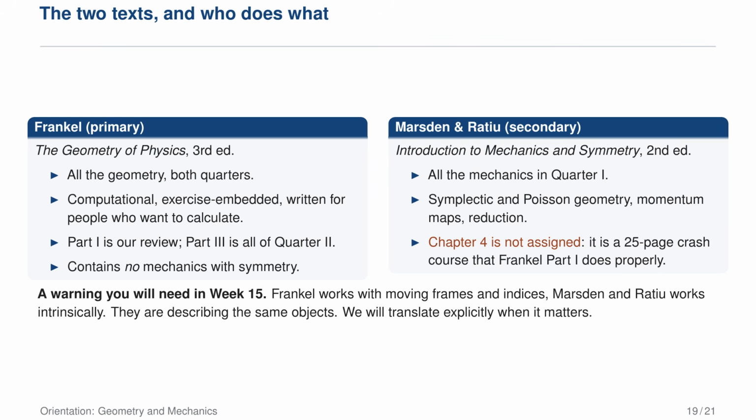Marsden and Ratiu, Introduction to Mechanics and Symmetry, 2nd edition, is the secondary text, and it supplies exactly what Frankel lacks: symplectic and Poisson geometry, momentum maps, and reduction. One practical note: Chapter 4 of Marsden and Ratiu is not assigned. It is a 25-page crash course in manifolds and forms that Frankel Part 1 does properly. Read Frankel chapters 1 through 4 instead. That is the only place the 2 books overlap.